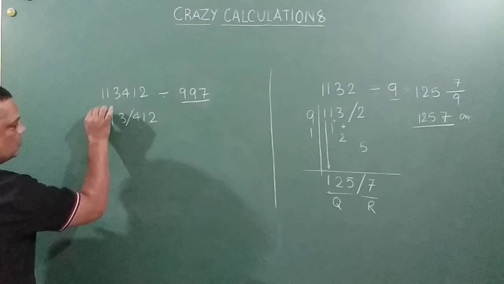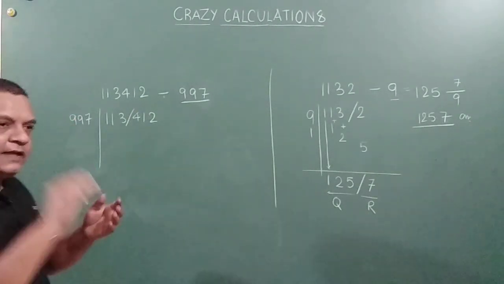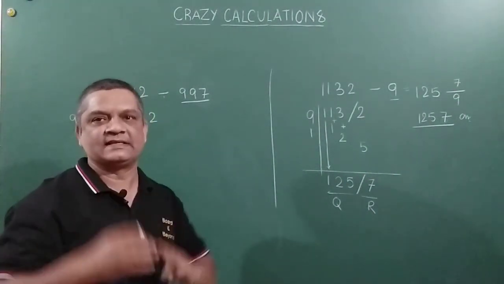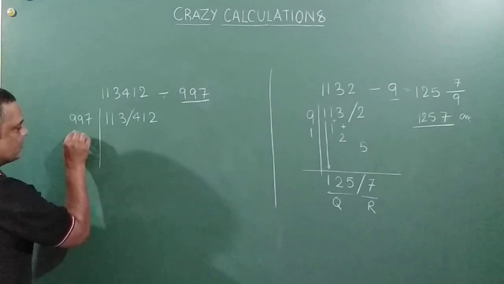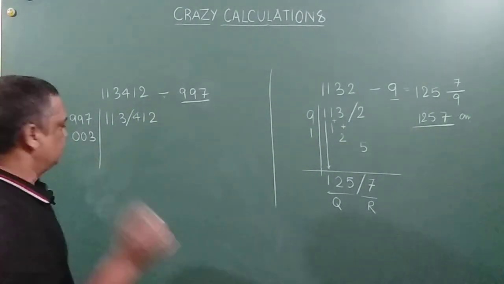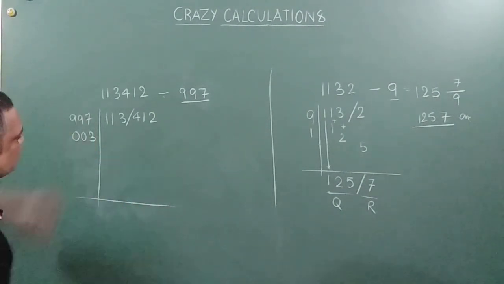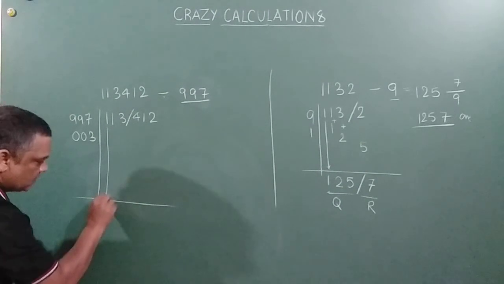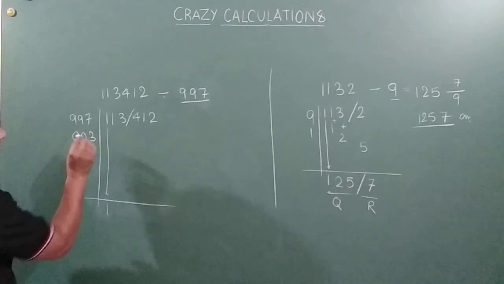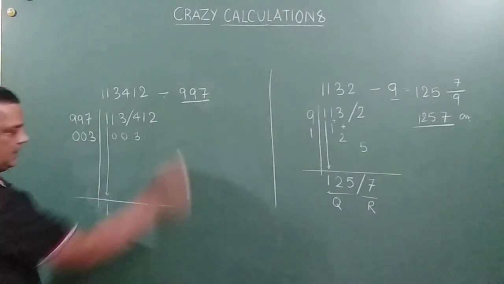Correct? Now I am going to write 997 here. 997 is closer to 1000 but 3 lesser than 1000, right? The difference is 3. Okay? So how I am going to represent it here is that 003, because this is 3 digits, right? Okay. Now leaving some space here, I will draw a line. What I am going to do is that I am going to pull this one down, okay, as it is. Got it? So 1 into 003, that is equal to 003 only.